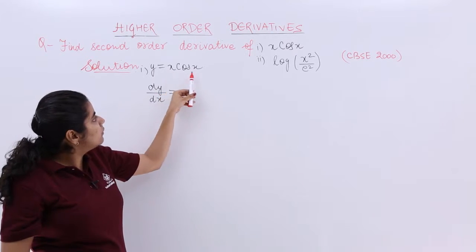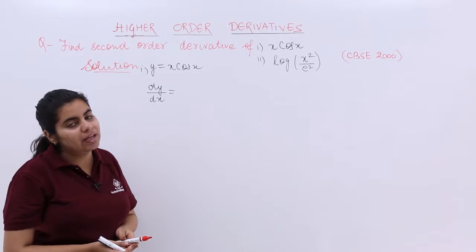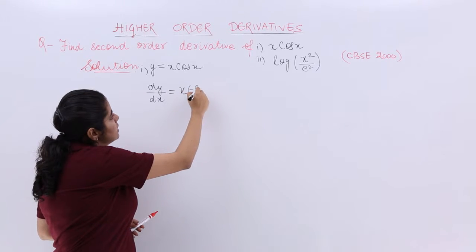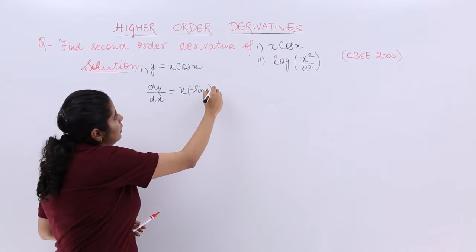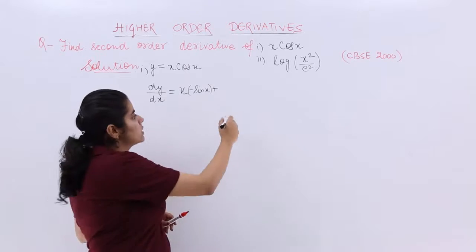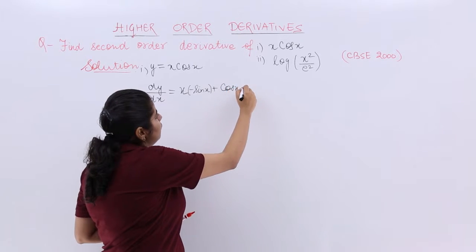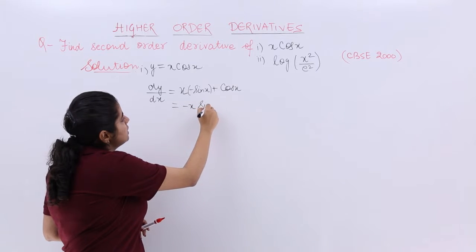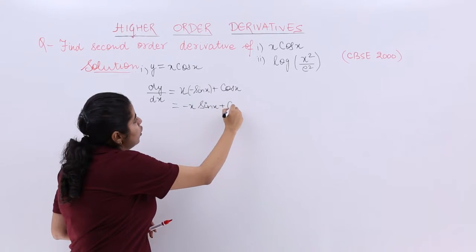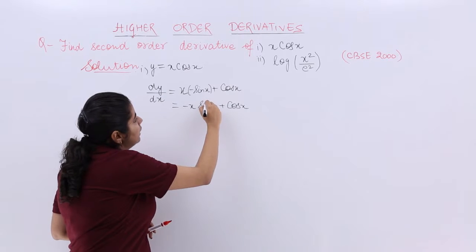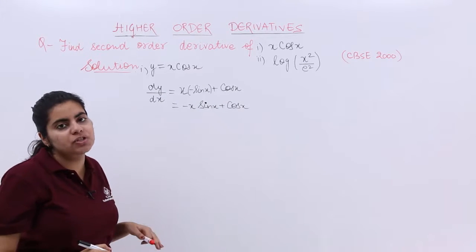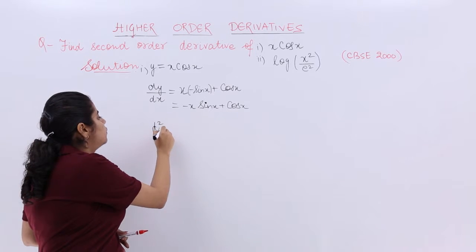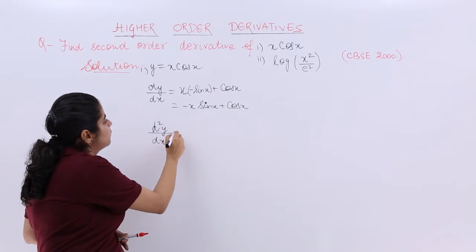The first order derivative, if it is the product of two terms, apply the product rule. Leave x as it is, the differentiation of cos x is minus sin x, plus leave cos x as it is, the differentiation of x is 1. So it becomes minus x sin x plus cos x. But this is what kind of differentiation? This is only the first order derivative. Let's find out the second order derivative by again differentiating with respect to x.